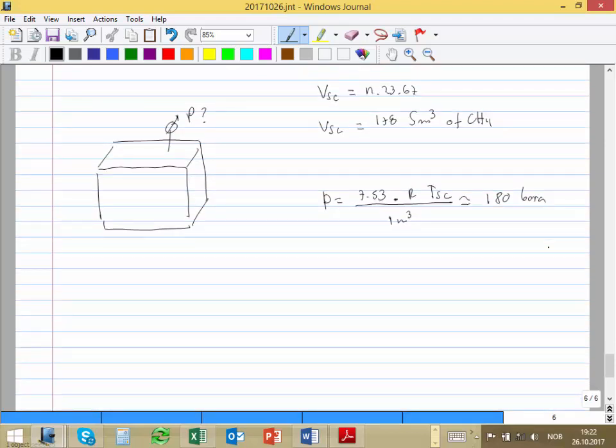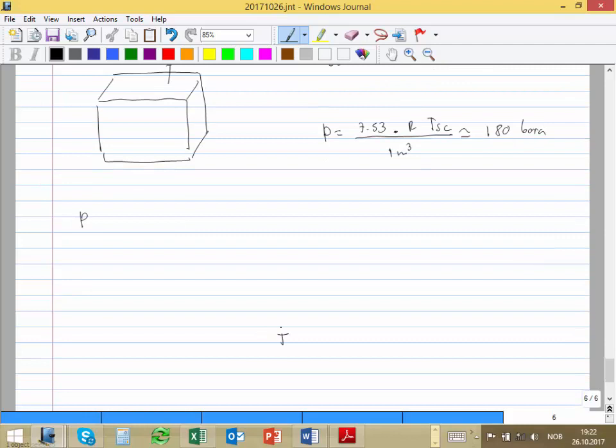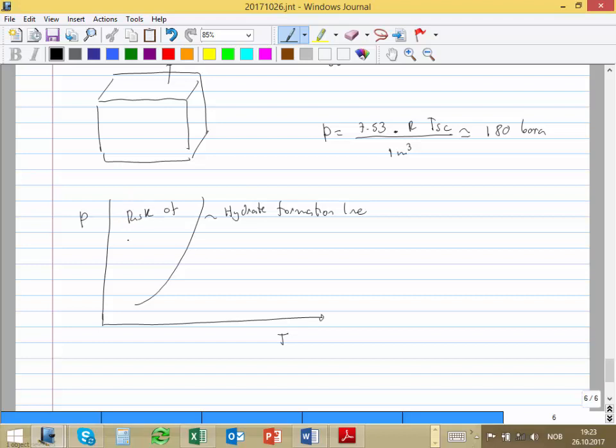But now going back to hydrates. If we look at the PT diagram, we usually have what we call the hydrate formation line. If we are inside, here you have risk of hydrate formation. And here you are risk free.